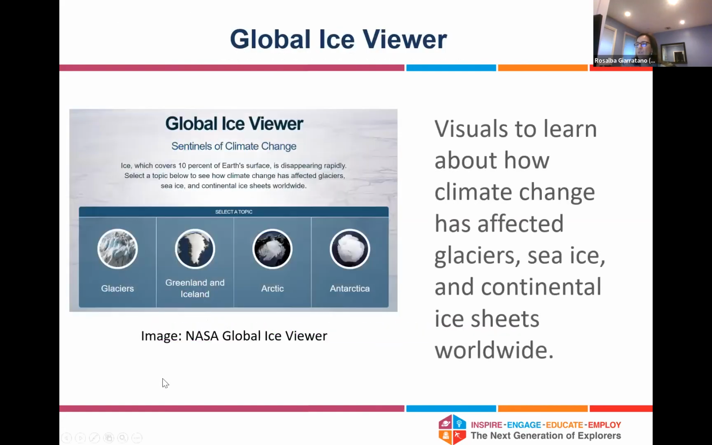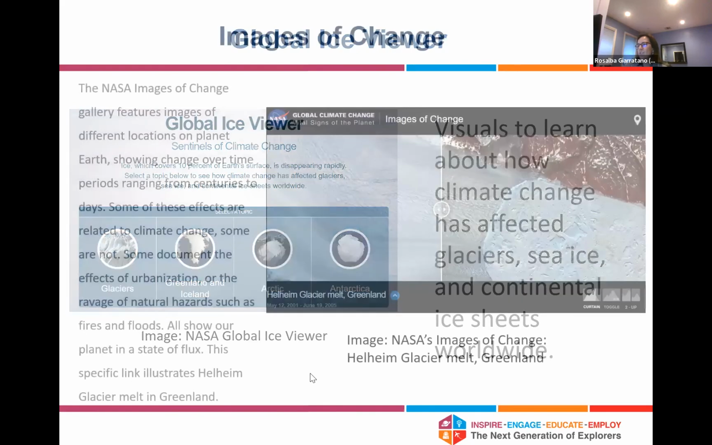So the first one, Global Ice Viewer, is an interactive tool that lets you access these visuals to learn about how climate change has affected glaciers, sea ice, and continental ice sheets worldwide. It also lets you learn about the satellites and the instruments that look at these items. The next one is images of change.